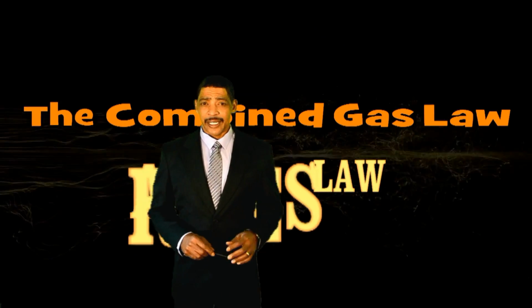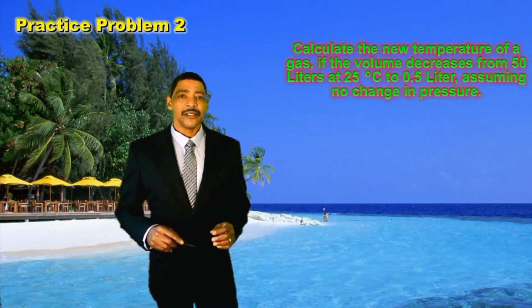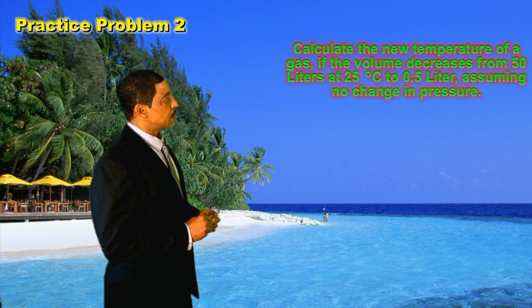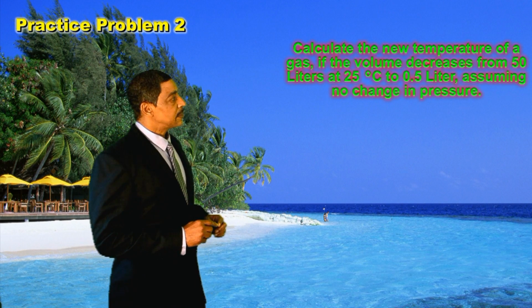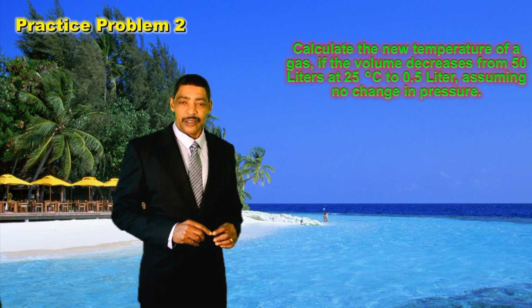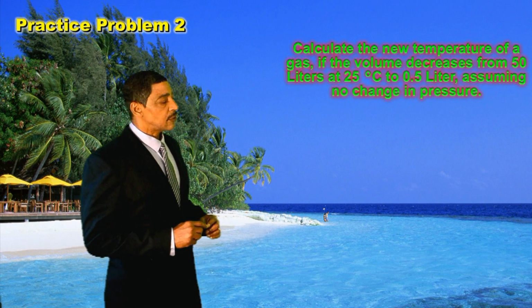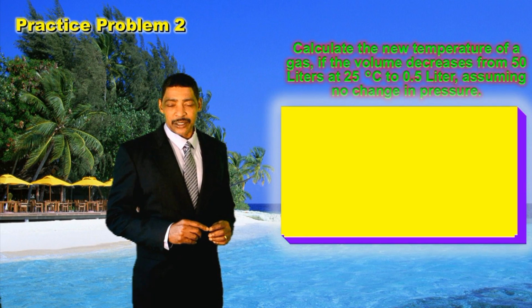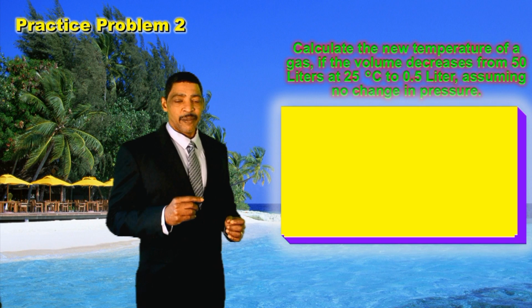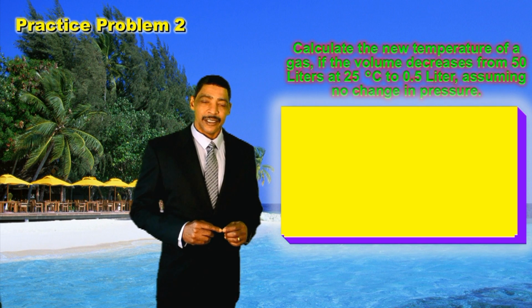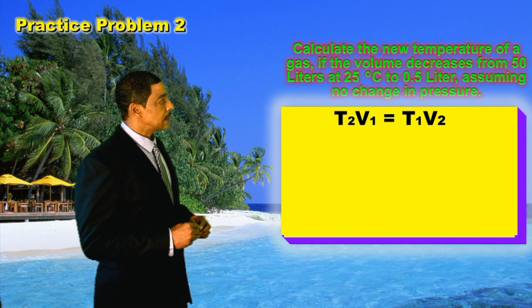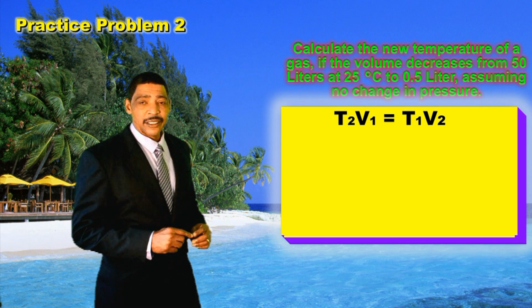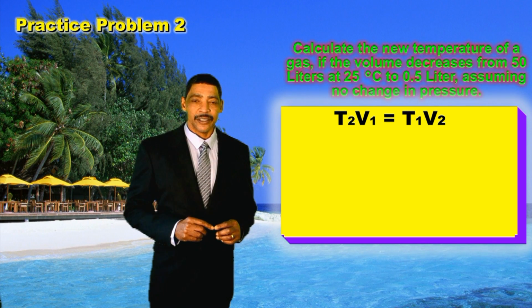Now let's use the combined gas law to calculate the new temperature of a gas. Consider the following. Calculate the new temperature of a gas if the volume decreases from 50 liters at 25 degrees Celsius to 0.50 liters, assuming no change in pressure. Since the pressure remains the same, the P's in the combined gas law may be eliminated. This results in the following, where T2V1 is equal to T1V2.